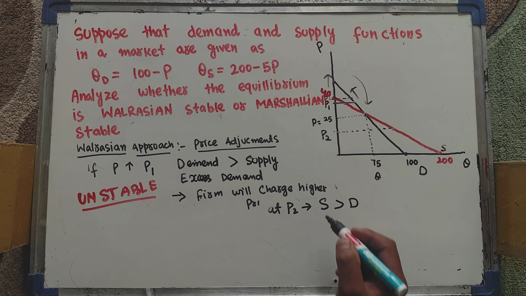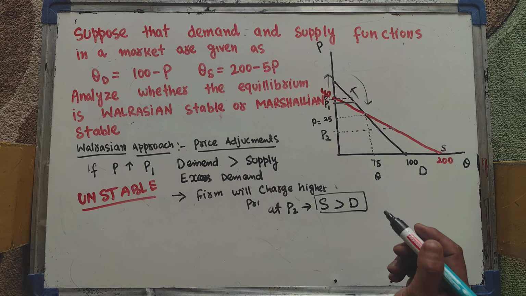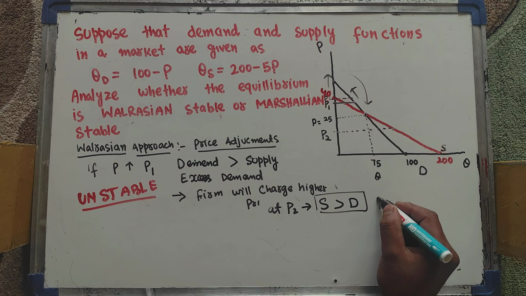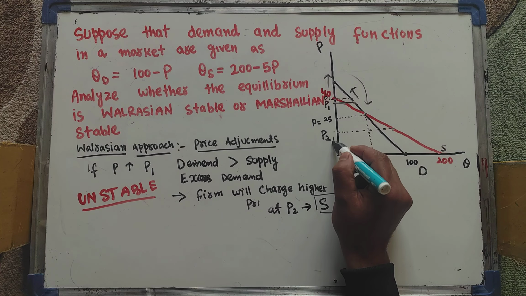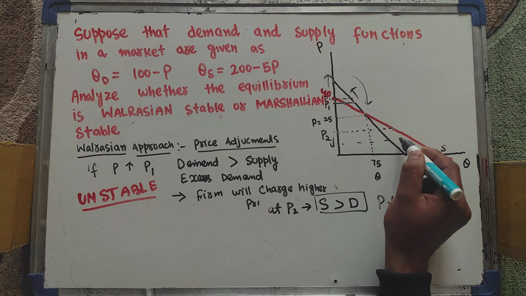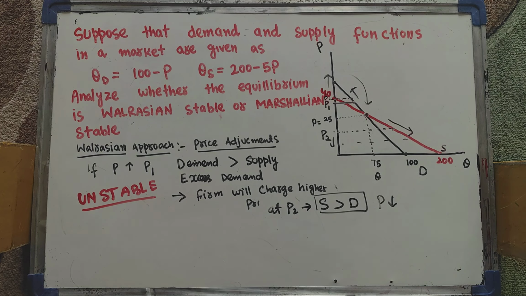So what will happen here? Since supply is greater than demand, firms will charge less price. They will decrease the price. So price will decrease. If price decreases, we are moving in this direction. So let us suppose P3. So we are going further away from this initial equilibrium. So we say it is unstable in case of Walrasian.